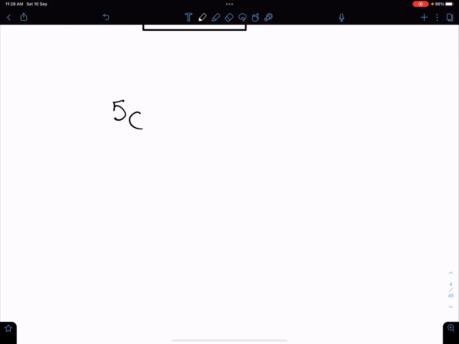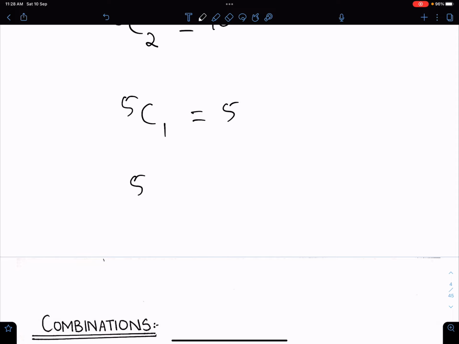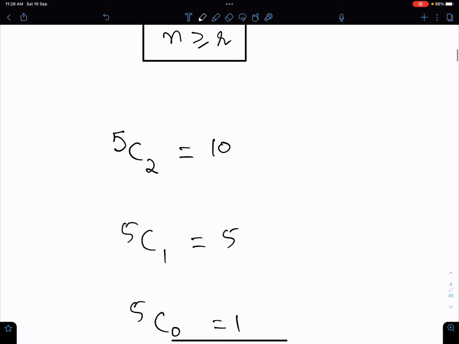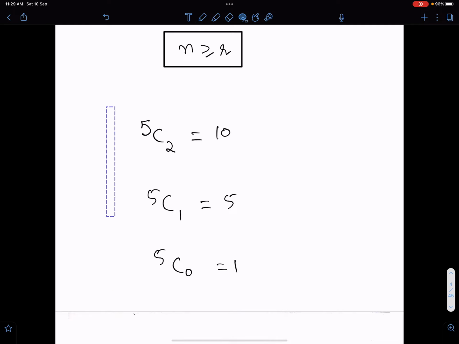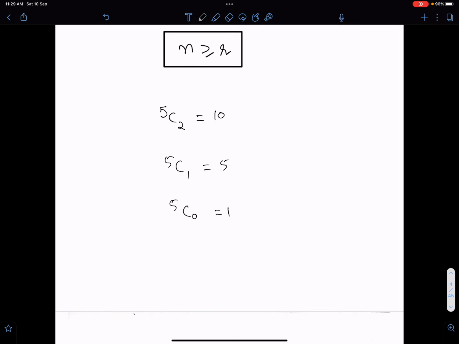If you have to find 5C2, you should use your calculator and find this. The answer of this is 10. Your calculator will give you 10. Similarly, if you need to find 5C1, your calculator will give you 5. If you need 5C0, it should be 1. And if you would need 5C5, it must be 1. So you can verify these results from your calculator.